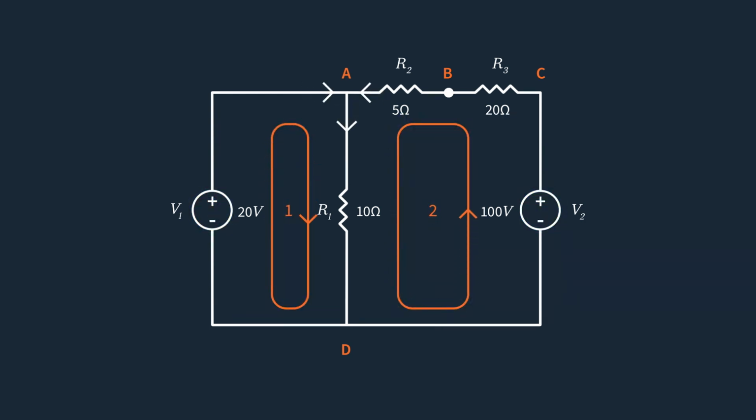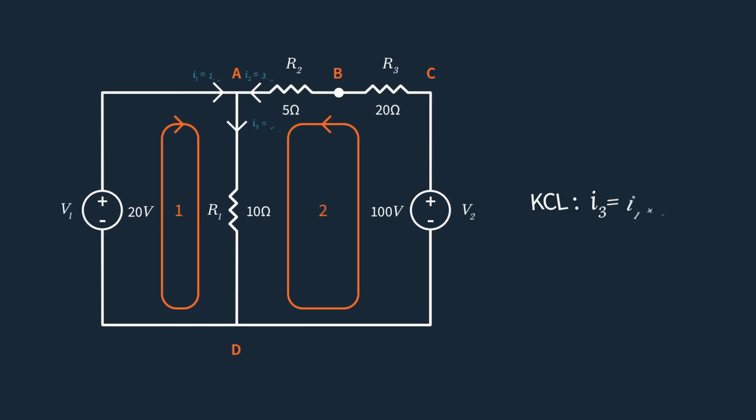Step 2 is to define branches and loops. Outlining the branches, resistors or sources, and loops, closed pathways, we have 2 loops in this circuit, loop 1 and loop 2. Step 3 is to apply KCL at each node. Here, at node A, the KCL equation would be I3 equals I1 plus I2.